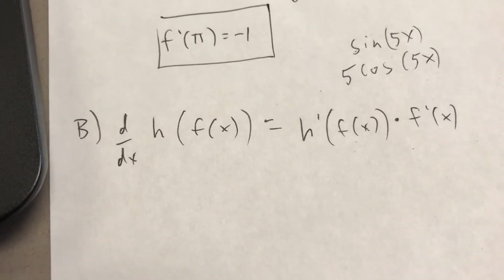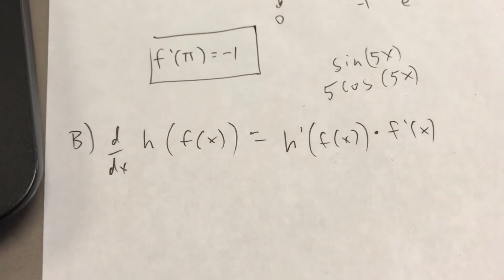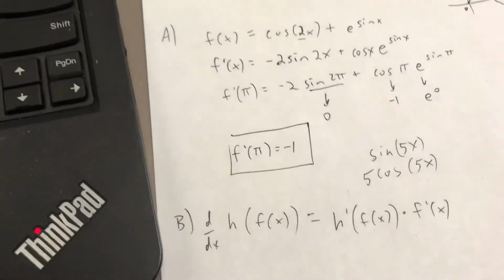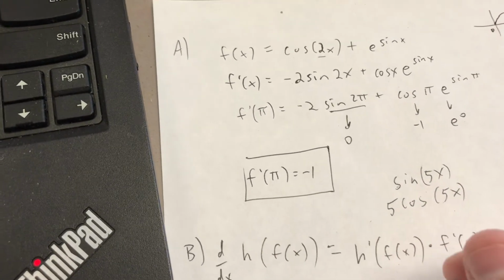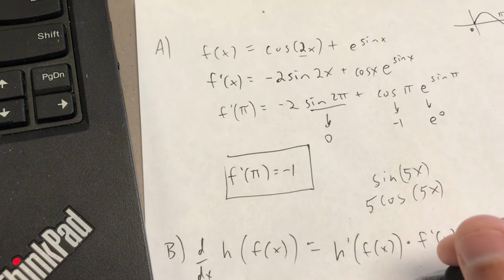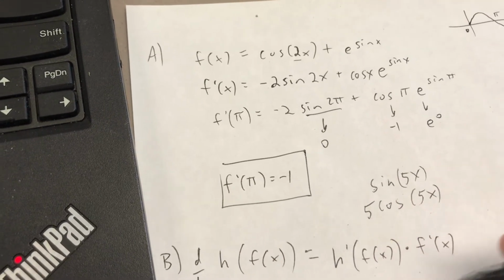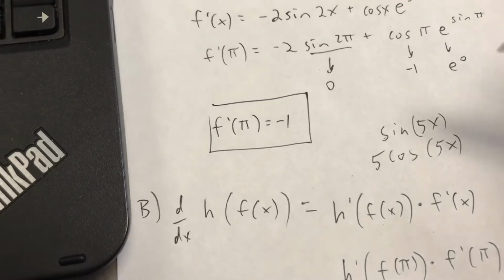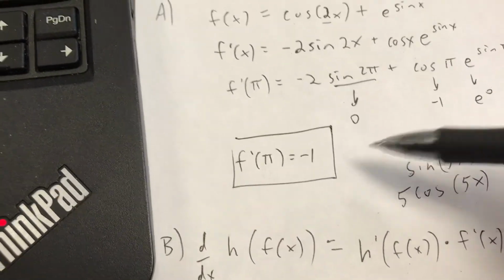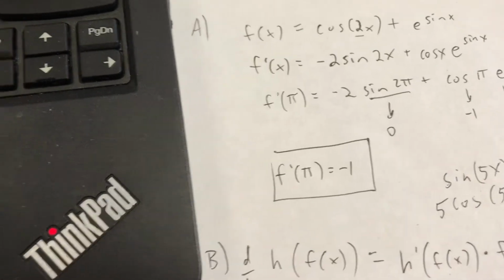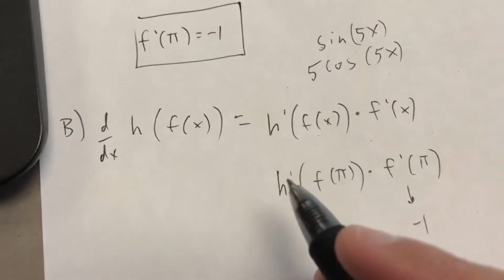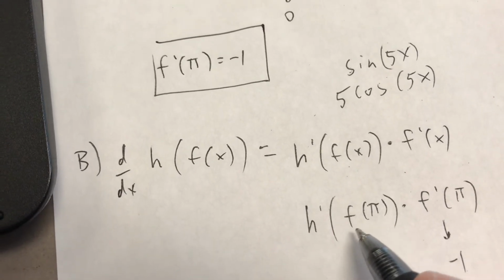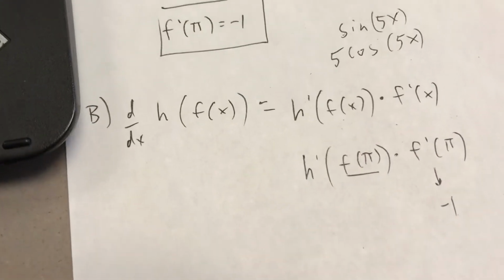Now, they do ask you to follow up here. They want us to find k prime of pi, okay? So we want to substitute pi into this. So we actually want h prime of f of pi multiplied by f prime of pi. Well, if we did the previous part right, we already figured out that f prime of pi is -1, okay? So we know that. Over here, this is really an algebra 2 question, at least at the start. It's a composite function, so we need to evaluate f of pi, okay?